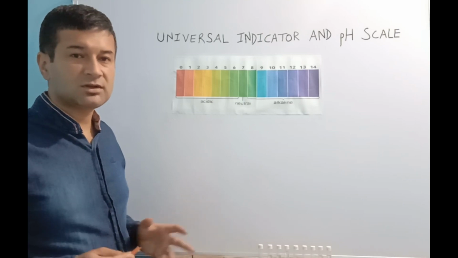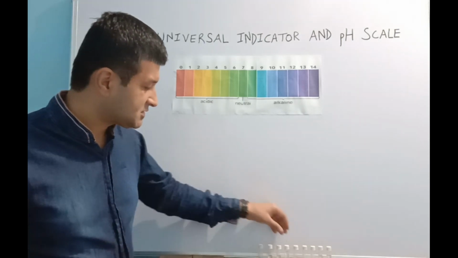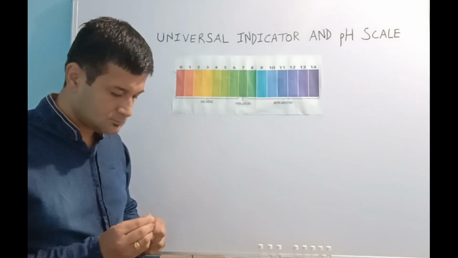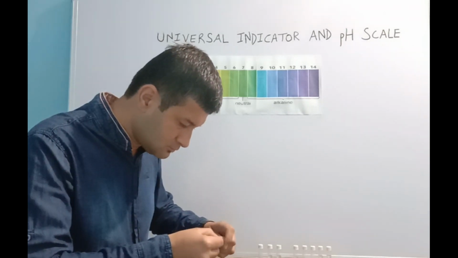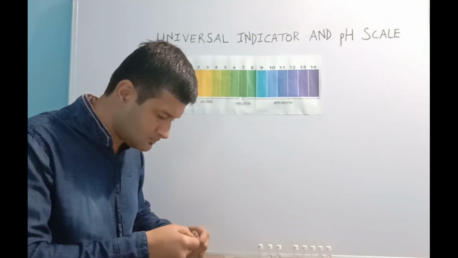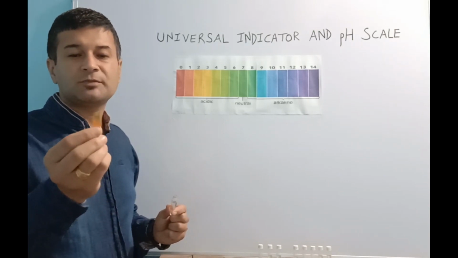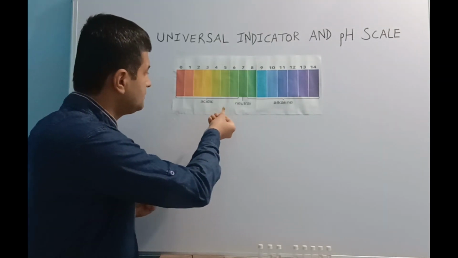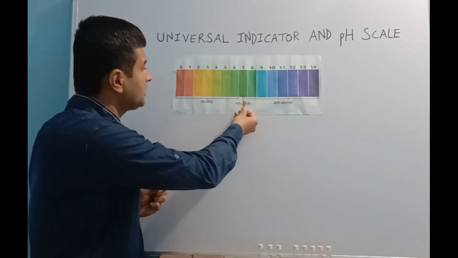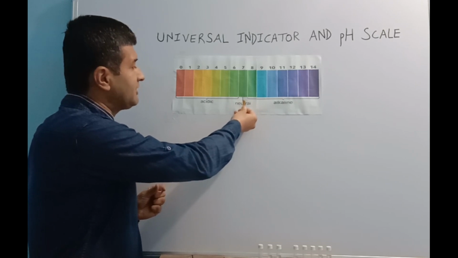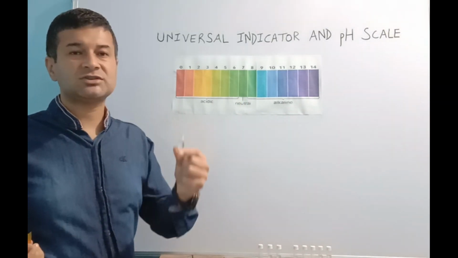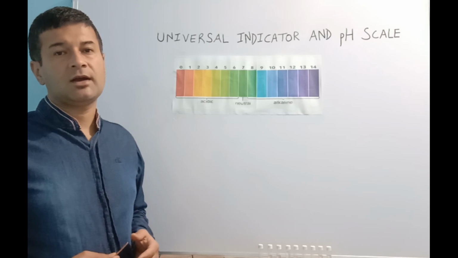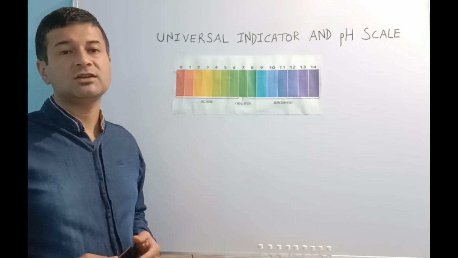Similarly, we are going to repeat the same procedure with the next solution. Here you see that our pH paper has turned pale green, and it is matching with the pH value 7. That means this solution is neutral. In this way, we can use the universal indicator and determine the pH value of the given solution.